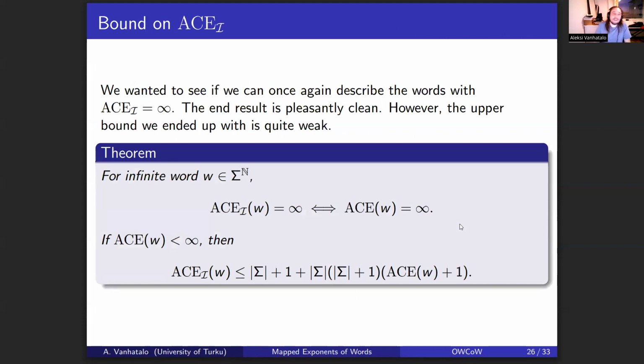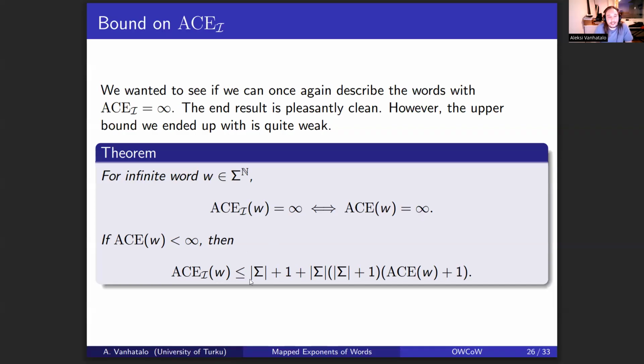Then for general results, after that example, we wanted to once again see if we can characterize the words that have the infinite exponent value with these mapped A's. And on infinite words, it's a neater result maybe, because the mapped ace of an infinite word is infinite if and only if the regular ace is already infinite. So basically, if you can do it by the identity morphism.